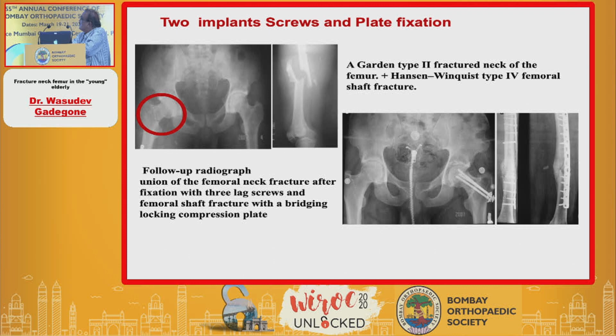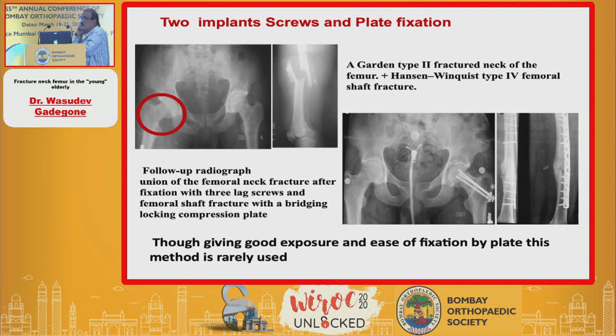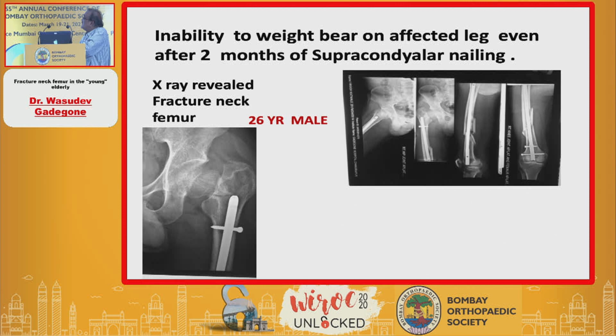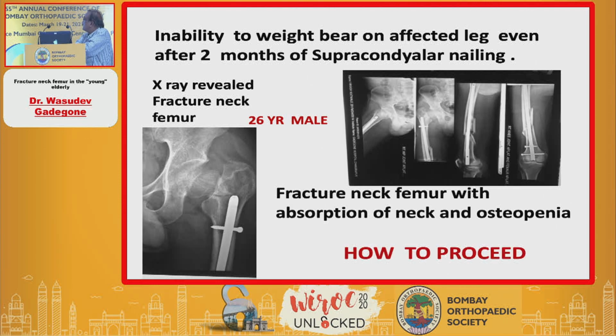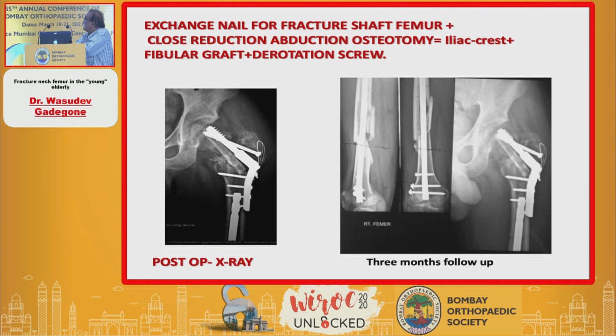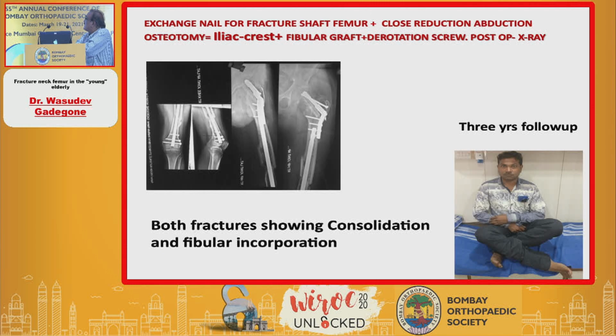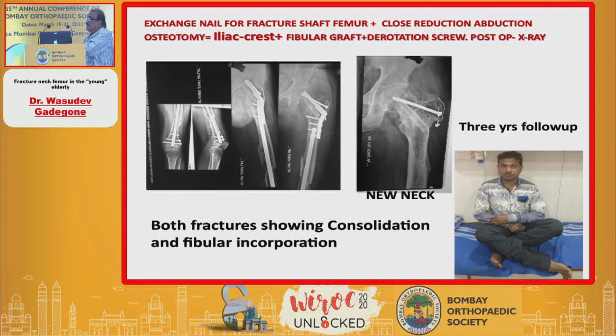Another example, 2 implants, screw plate fixation, but this should be the method discouraged because it requires extensive surgery and open reduction. Another example, inability to weight bear on the affected leg even after 2 months of supracondylar nailing, a neglected fracture, resorption of the neck, osteopenia, how to proceed? You can see exchange nail for femoral shaft fracture, reduction, abduction osteotomy, iliac crest fibular graft, derotation screw, 3 combo method, 3 years of follow-up, and you can see after removal of the implant, a new neck has formed.